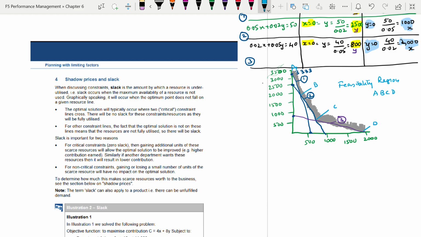Now what we have to do is that when we are doing these things, we should know what the optimal solution is.